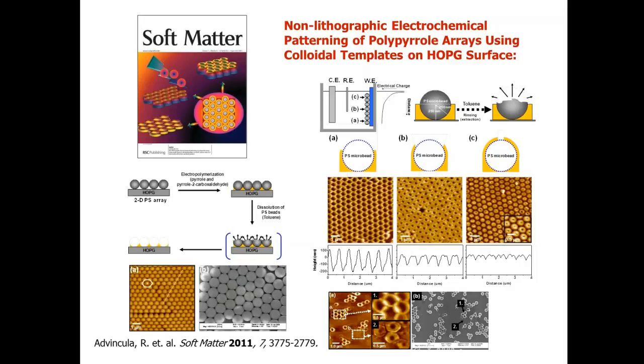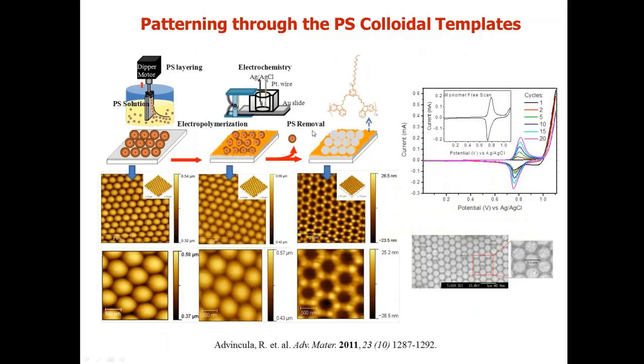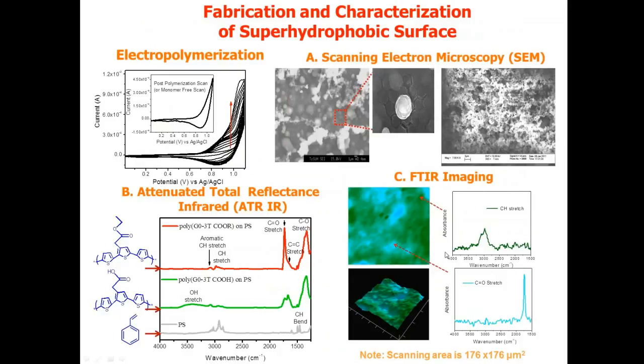So in the course of our work, we accidentally polymerized too much material on top of this surface. And here you can see still the colloidal particles and the roughness that we achieve. By techniques like IR imaging, we were able to confirm the presence of the polystyrene particles and the polymer material we electropolymerize on top of it.